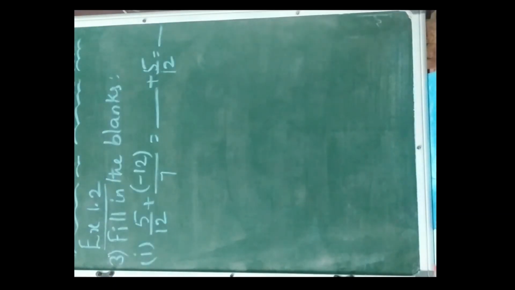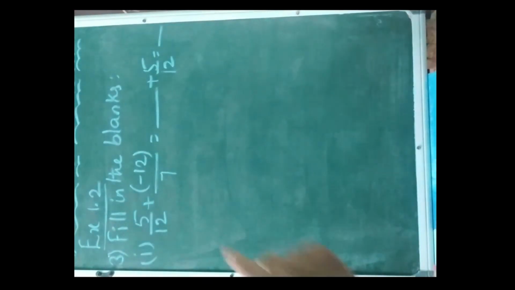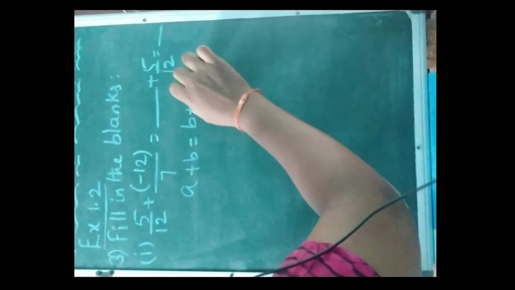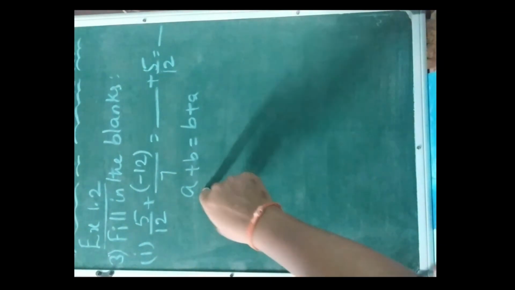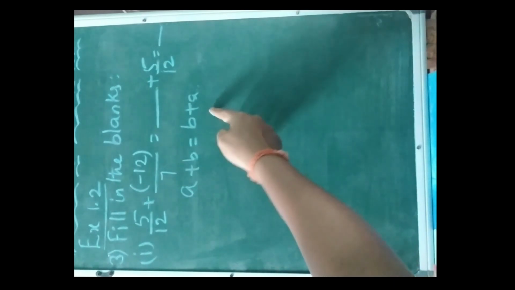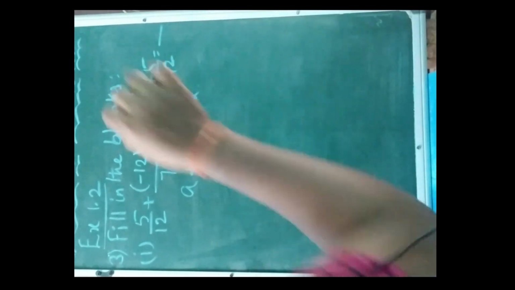The next question is fill in the blanks. They have given you some blanks and asked you to find the answer. So here 5 by 12 plus minus 12 by 7. We have already seen the commutative law. What is the commutative law? A plus B is equal to B plus A. When you apply this law, 5 by 12 becomes A and minus 12 by 7 becomes B. So here we need to interchange and write, that's all. So what do you need to write here, children? Yes, it is minus 12 by 7.